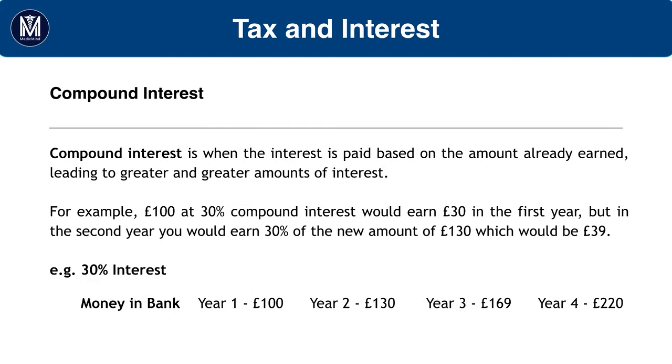Compound interest, in contrast, changes over time. So, if we put £100 into the bank, after a year, we'll be at 130. Then, for the next year, we use 30% of the new value of 130. So, interest is based on the amount already earned or already in the bank, which means that we accumulate more and more interest each year. The percentage, 30%, stays the same, but the actual monetary value of the interest increases.